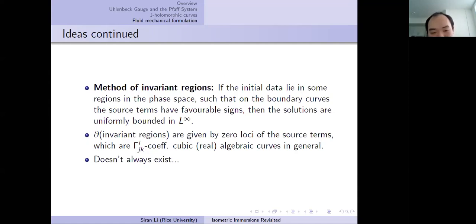So in our case, for the fluid formulation for the Gauss-Codazzi equations, the topological boundaries of these invariant regions are given by the zero loci of the source terms. So in general, these are Gamma^i_jk-weighted cubic curves. So there are algebraic curves in (U,V) of order 3 in general. The trouble here, of course, is that the invariant regions do not always exist.